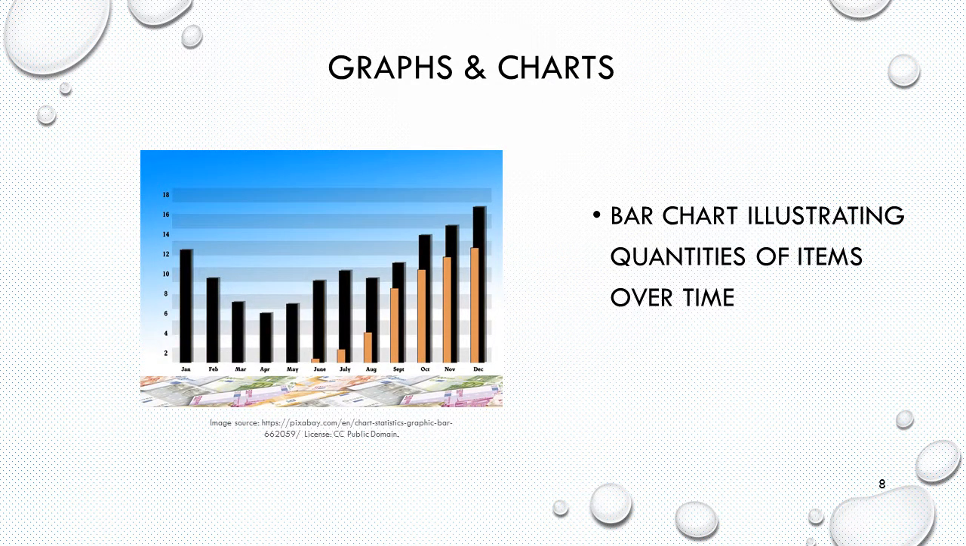Here we see a bar chart illustrating quantities of a certain item, in this case over time. There are 2 different bars, each with a different color, and you can compare or contrast the quantities of them over time as you look at each month found at the bottom or in the x-axis of the bar chart.